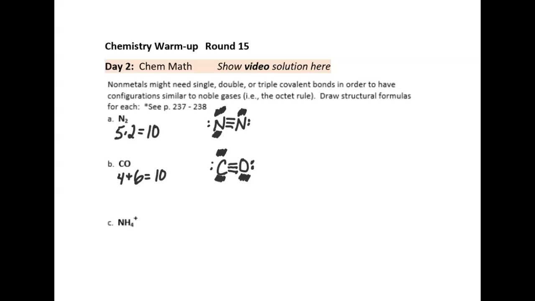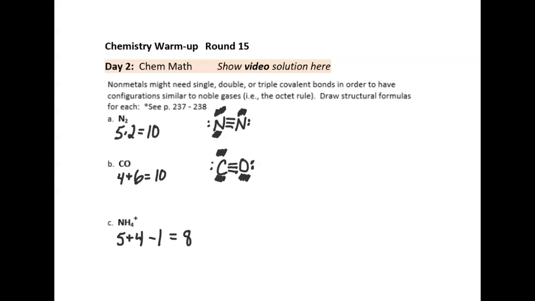Question C. NH4 with a positive symbol in the corner is an ion. This is the ammonium ion. Let's figure out how many electrons we have to work with. The nitrogen atom contributes 5 valence electrons. 4 hydrogens contribute 4 electrons. But the fact that this is a positive charged ion means that it has lost an electron. 5 plus 4 minus 1 is 8 electrons.